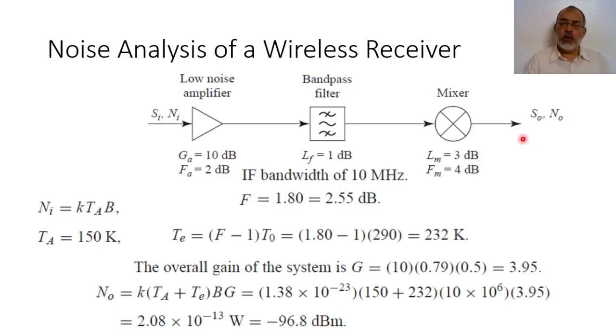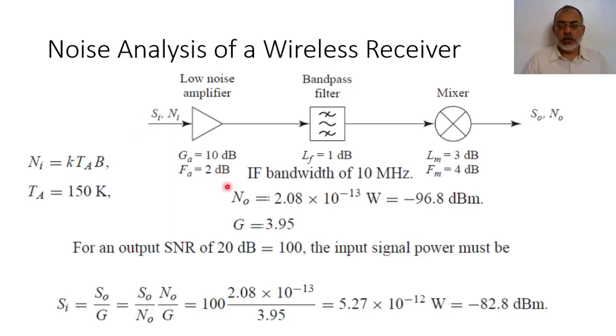The question now: if this is the output noise, and this receiver system requires that the output signal to output noise ratio be around 100 dB, what would be the required input signal here? Assuming the output signal to noise ratio is required to be 20 dB, for example, what will be the required input signal? What is the input power here?